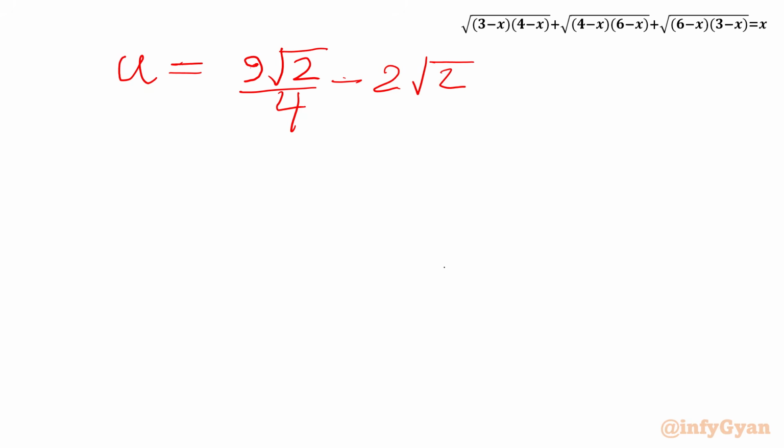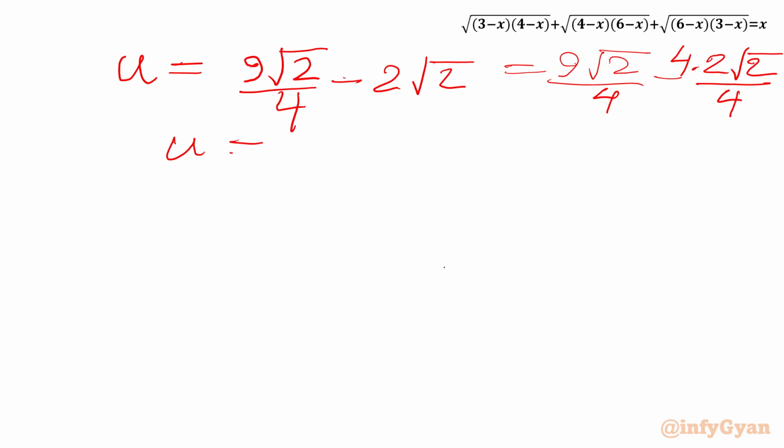Now we have denominator 4. So we will write here it is 9 square root 2 over 4 minus 2 square root 2 over 4. So we have to multiply numerator by 4. So this will become u equal to 9 root 2 minus 8 root 2, which is root 2, and in denominator we will write 4. Now u was our substitution, square root 3 minus x.